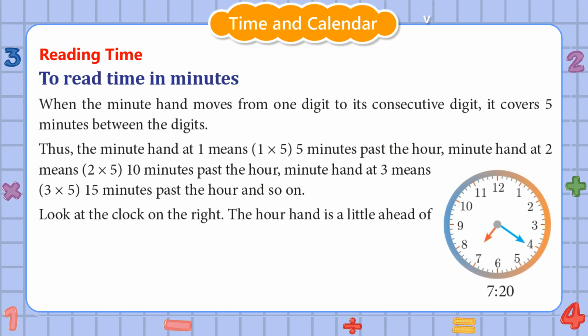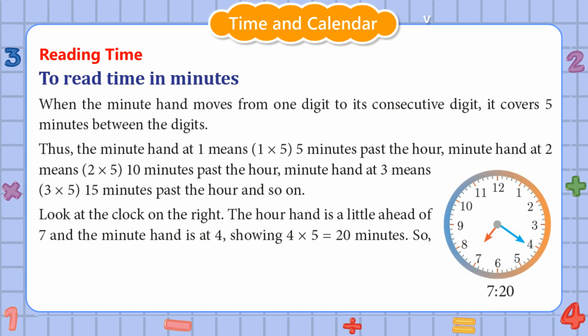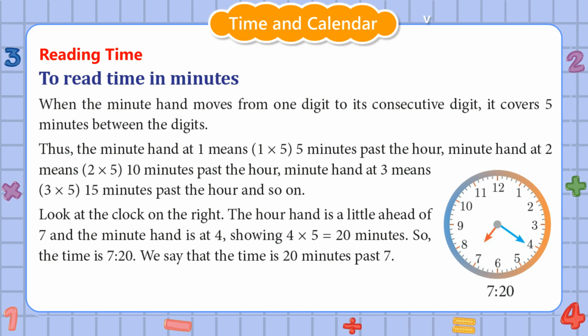Look at the clock on the right. The hour hand is a little ahead of 7 and the minute hand is at 4, showing 4 multiplied by 5 is equal to 20 minutes. So, the time is 7:20. We say that the time is 20 minutes past 7.